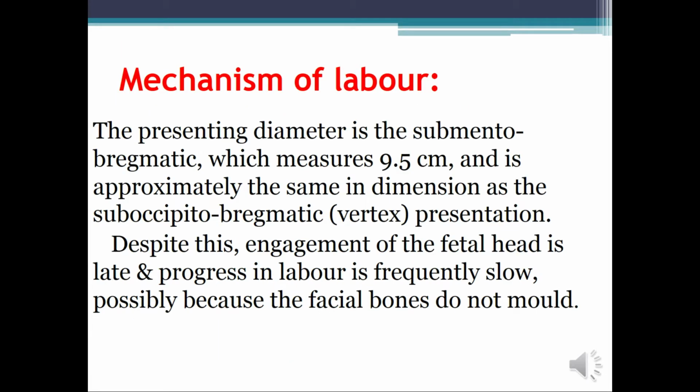Mechanism of labor. The presenting diameter is the submentobregmatic, which measures 9.5 cm and is approximately the same in dimension as the suboccipitobregmatic in vertex presentation. Despite this, engagement of the fetal head is late, and progress in labor is frequently slow, possibly because the facial bones do not mold. Molding is important in the descent of the fetal head.